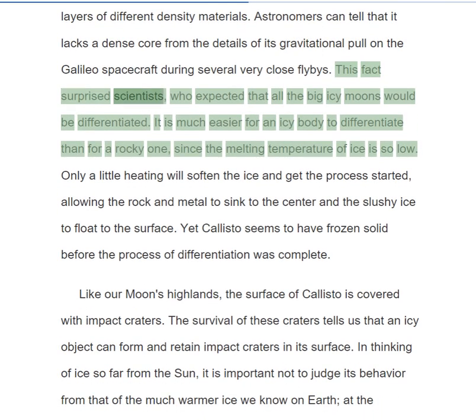This fact surprised scientists, who expected that all the big icy moons would be differentiated. It is much easier for an icy body to differentiate than for a rocky one, since the melting temperature of ice is so low.